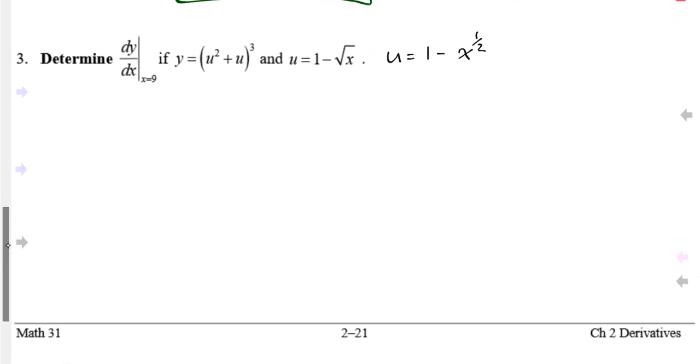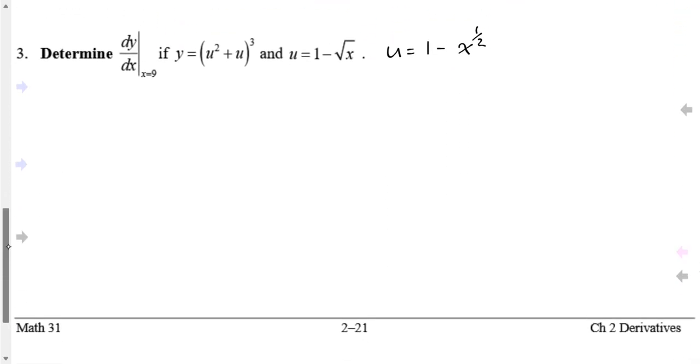Number 3. This one is like a chain rule inside of a chain rule. When we do the derivative of this part, we'll actually use Newton's version of the chain rule, and that'll be in combination with Leibniz's version of the chain rule. So I'll give you a head start on this.